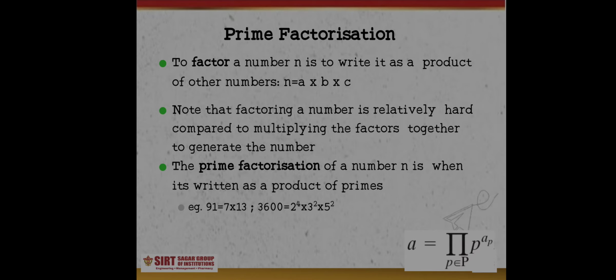Prime factorization is basically when we factorize a particular number into prime numbers, or a product of two prime numbers, right? For example, 91 has a prime factorization of 7 times 13. Another number, 3600, has a prime factorization of 2^4 times 3^2 times 5^2, right? Likewise, we can have any prime factorization, but it is hard to calculate.